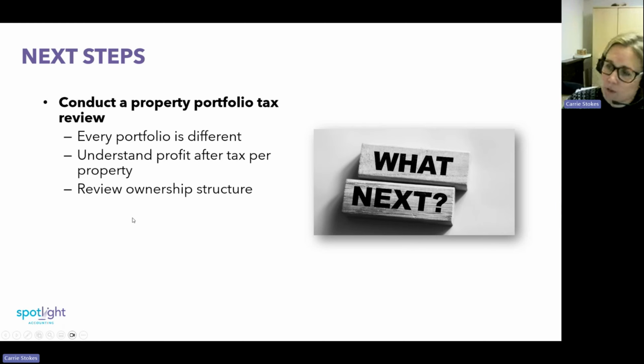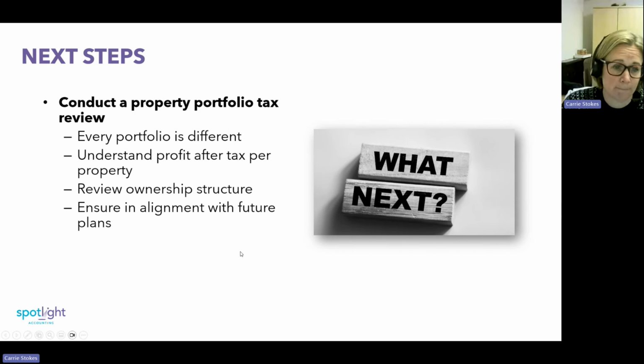Review the ownership structure. So, you know, are the properties sitting in the right legal entity? Is there a more tax efficient way that these properties could be structured? And to ensure that the structure is in alignment with future plans. Again, conversations I've had recently is, you know, portfolio landlord that wanted to move everything over to an SPV and sort of get his children involved.